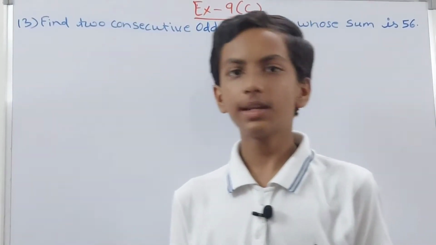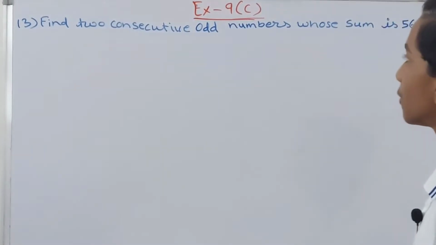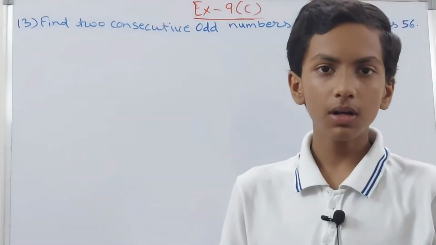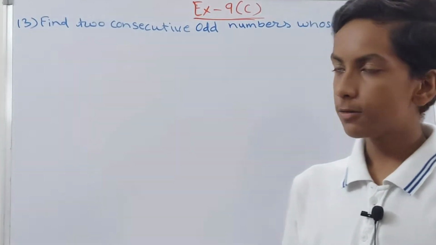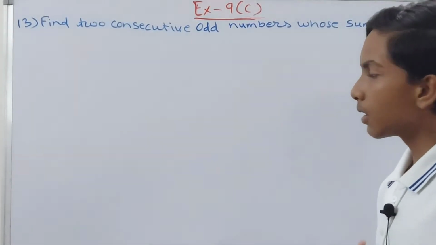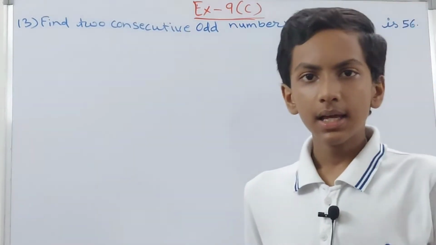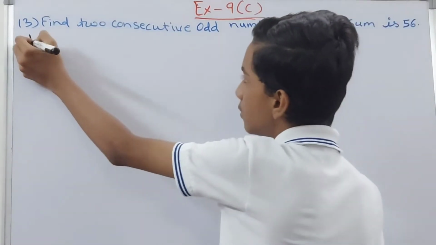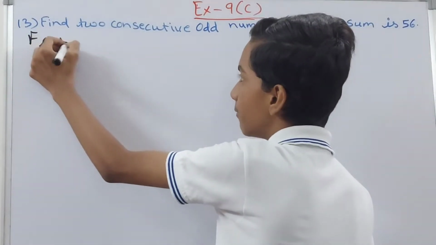Now let us move on to the next question. This is: find 2 consecutive odd numbers whose sum is 56. So the first number, which odd number can we take, let's say the first number becomes 2x plus 1. And why so?